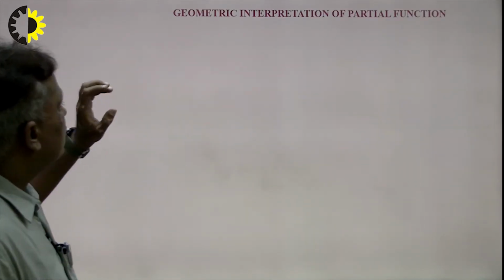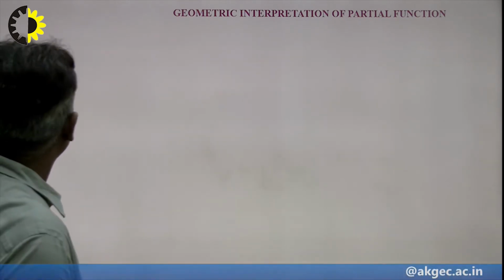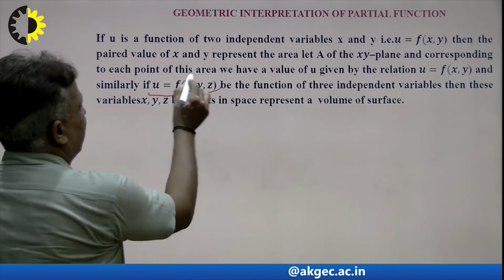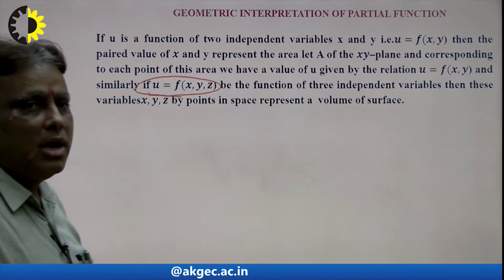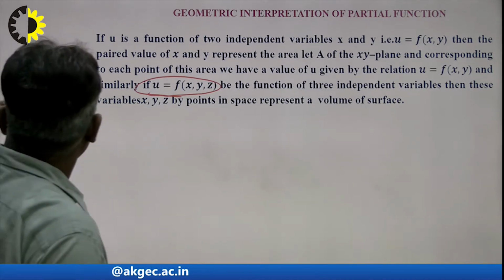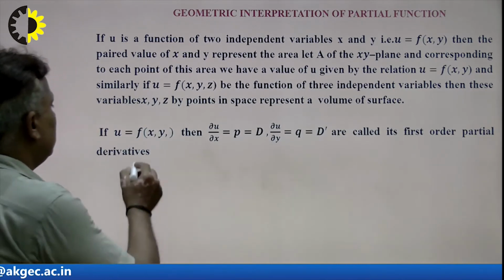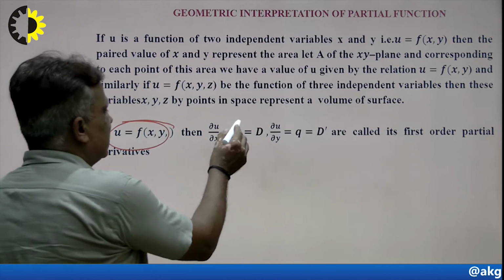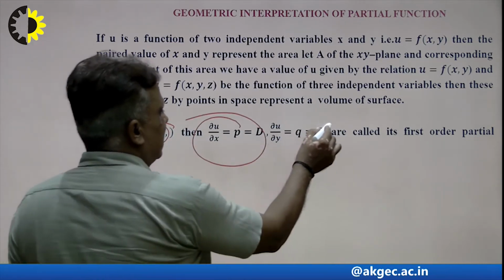How do we calculate here? Let us see the geometric interpretation of the partial function, how to differentiate geometrically. Suppose u is a function of three independent variables x, y and z. How to calculate the volume and the surface area depends on partial differentiation. In this way, suppose u is a function of x and y, which is very important. Then del u over del x is denoted by p or D, capital D, and del u over del y is denoted by q or D dash.